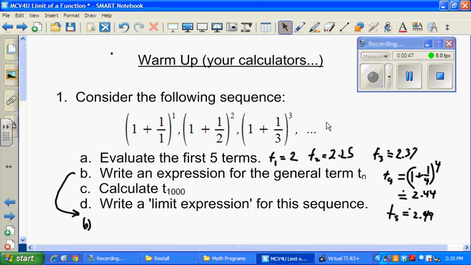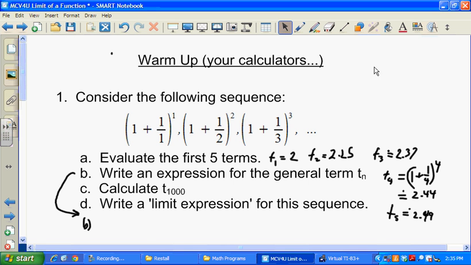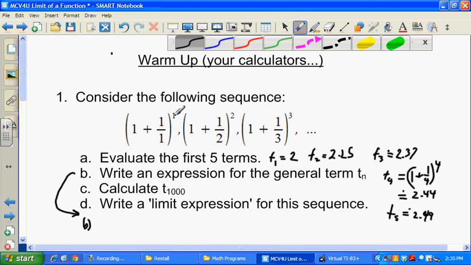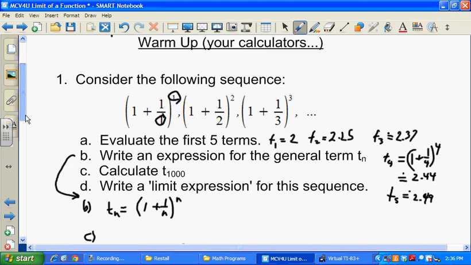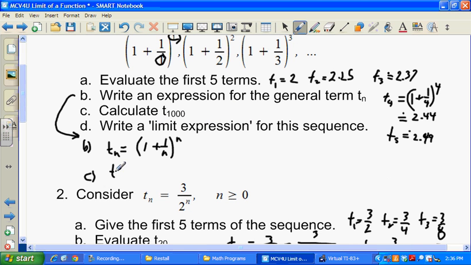All right, I'm going to take up this warm-up. This essentially was a calculator exercise, but the idea is we've got a pattern, and you just use your calculator and evaluate, and hopefully you got these values. It says write an expression for the general term n. Well, what's changing is that thing and that thing. And so then the nth term, Tn, is equal to (1 + 1/n)^n.